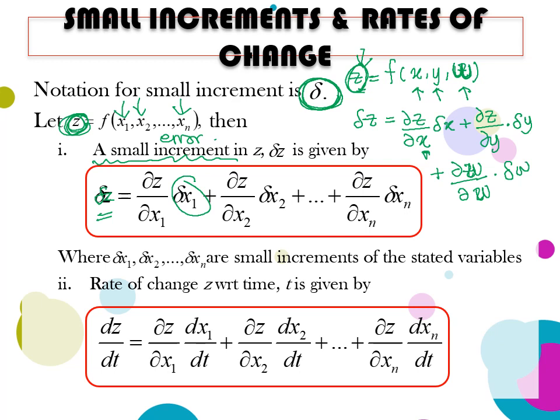Okay, so sum all of these multiplications of the partial and the increment, and you will get the increment for the whole function. So if you have more than 3, this summation will continue. Okay, that is for a small increment.